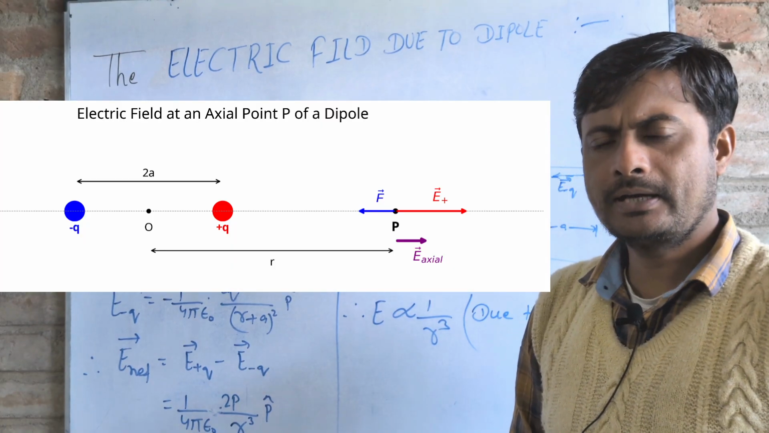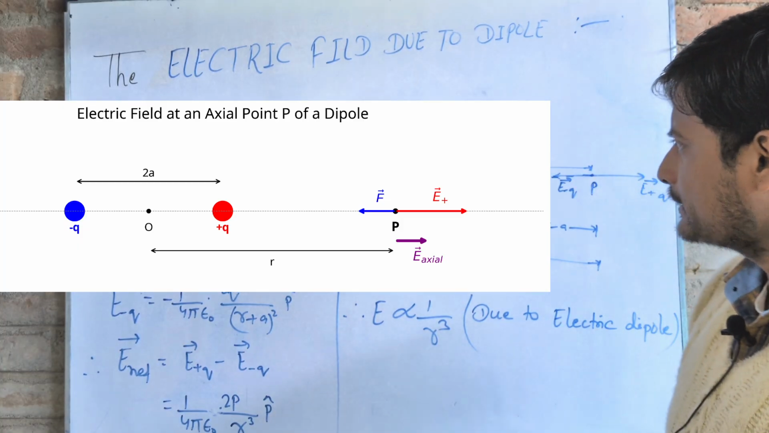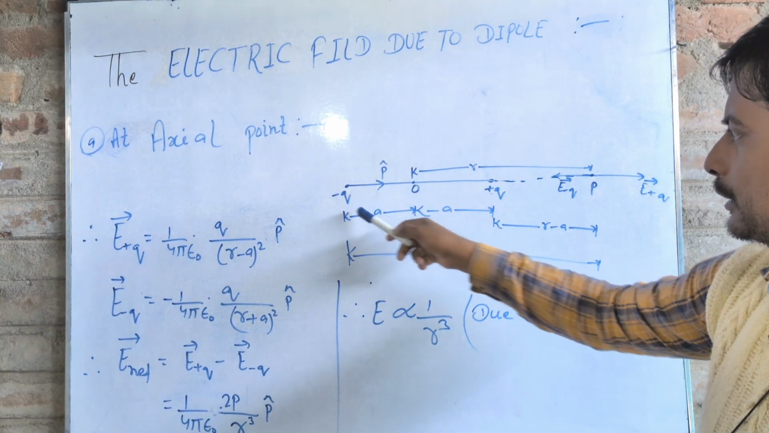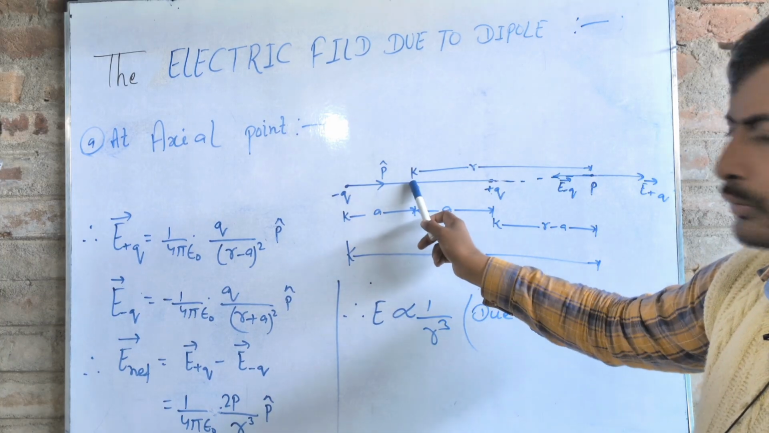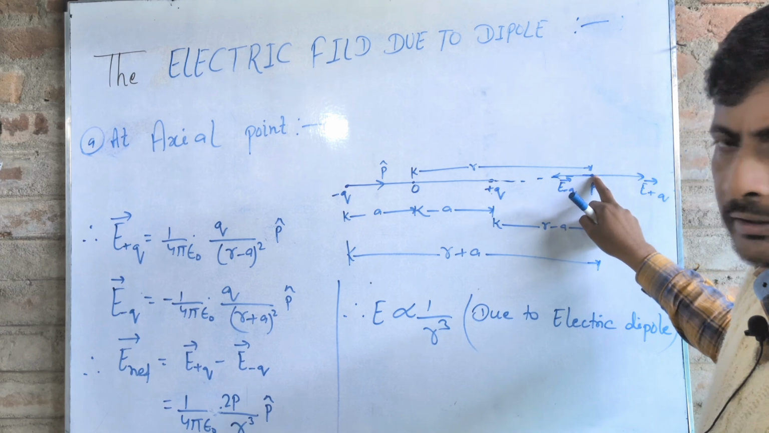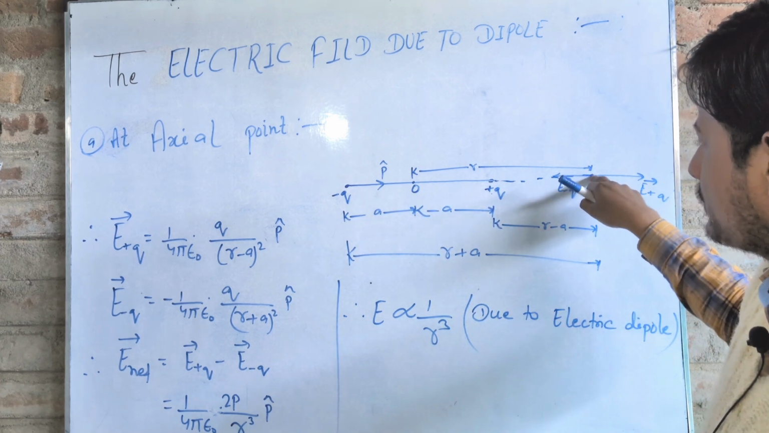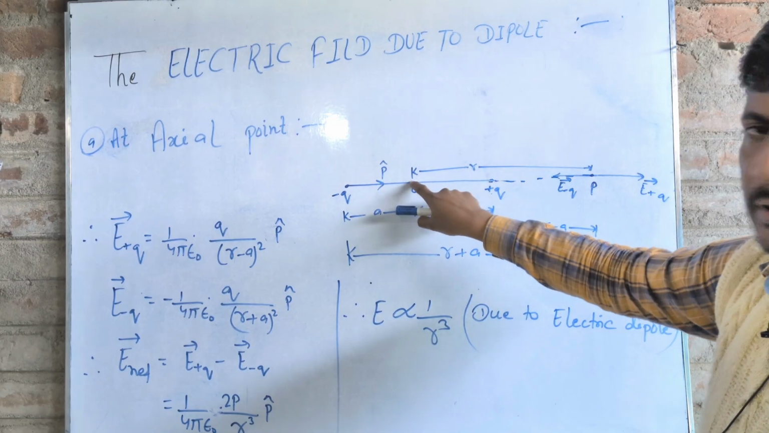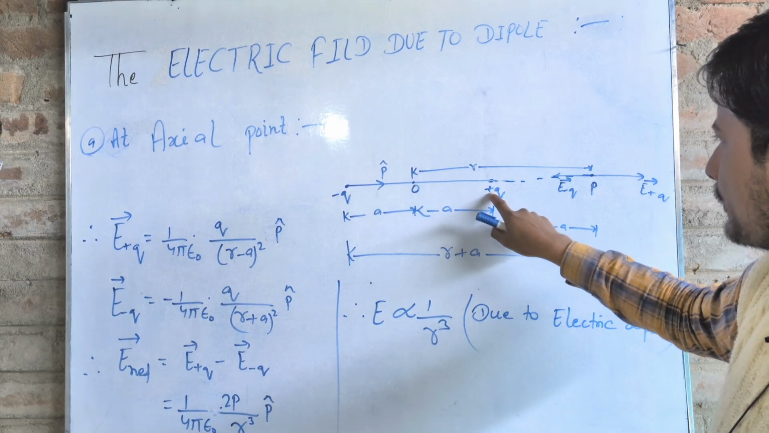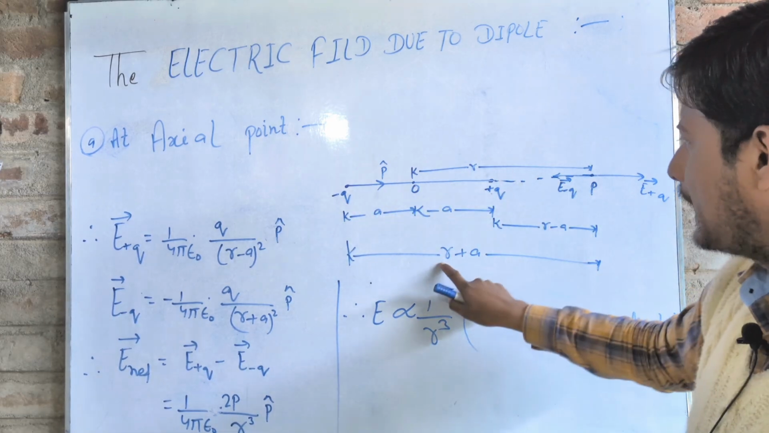So now we are going to understand the electric field at an axial position due to an electric dipole. Here you can see the electric dipole consists of a minus q charge and a plus q charge, the dipole length is 2a, and O is the center of the dipole. P is a point on the axial position of this electric dipole, situated r distance from the center of the dipole. The distance between plus q and P is r minus a, and the distance between minus q and P is r plus a.